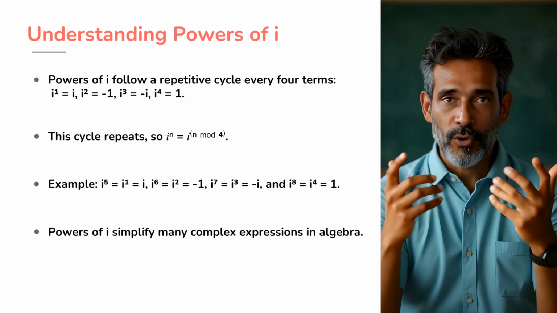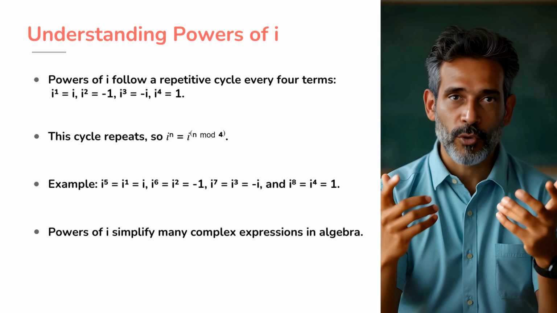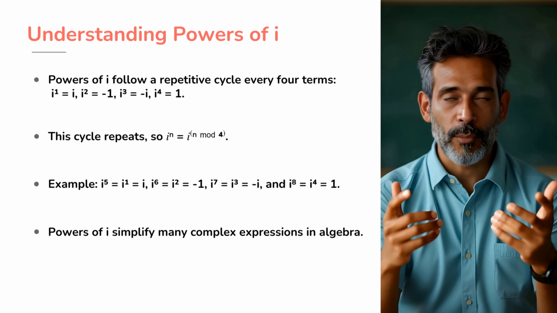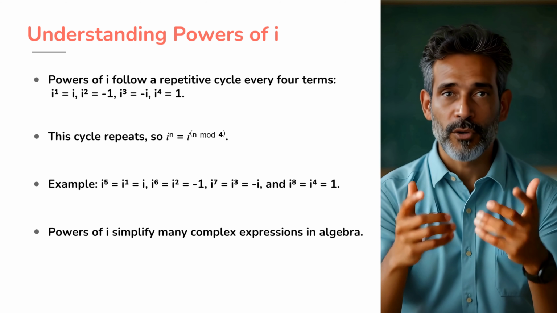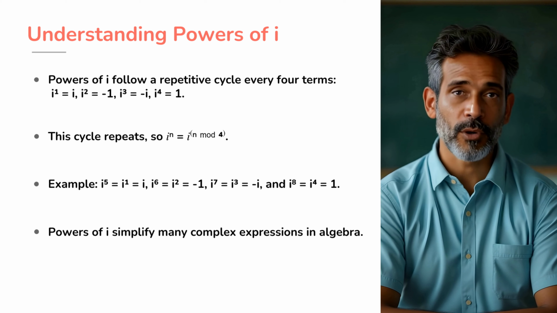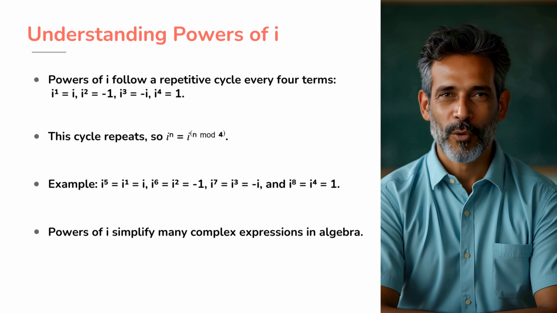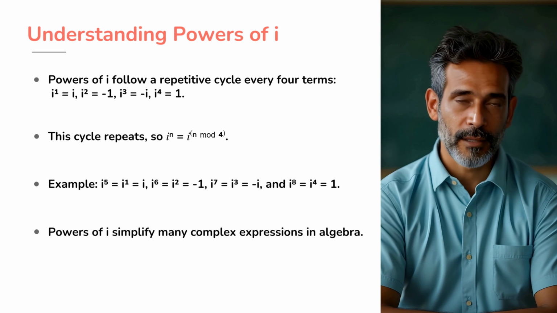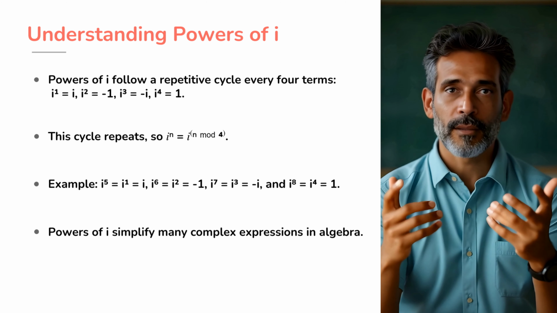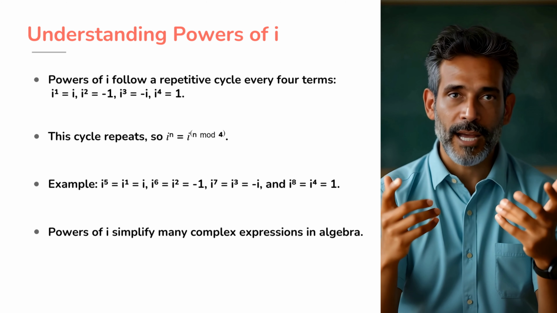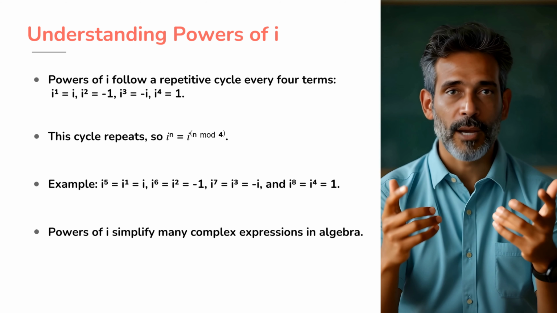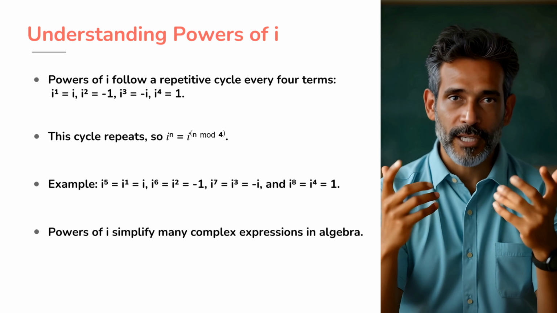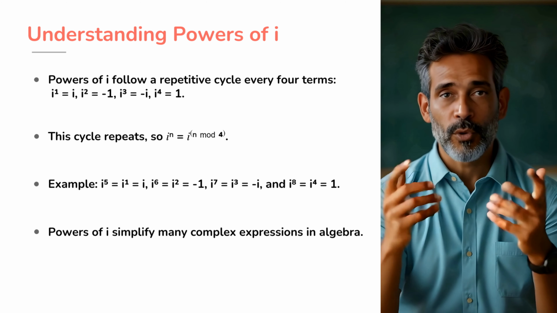Powers of i follow a cycle that repeats every 4 steps. i to the power 1 equals i. i to the power 2 equals -1. i to the power 3 equals -i. i to the power 4 equals 1. Then the cycle repeats. This means i to the power n equals i to the power (n modulo 4). For example, i to the power 5 equals i to the power 1, which is i.